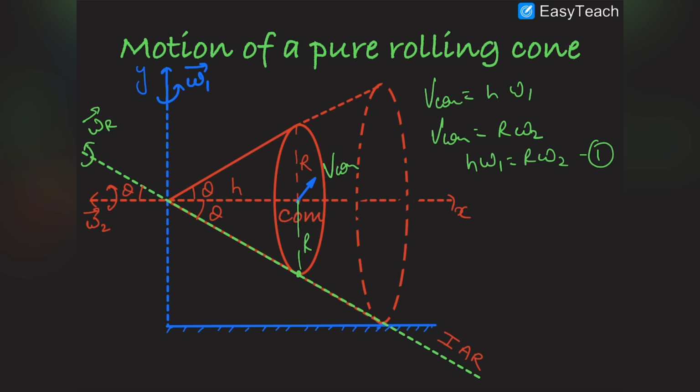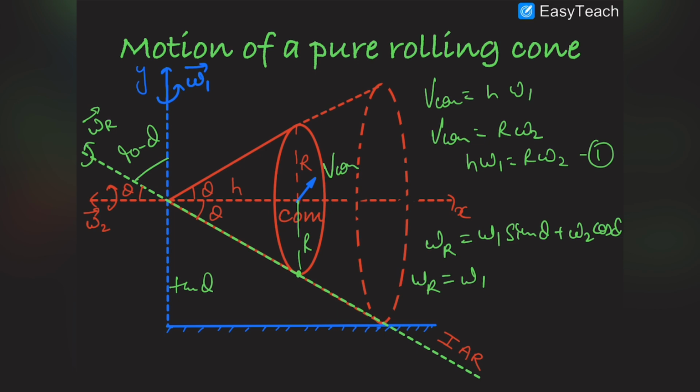Now first of all, you can see that the resultant of omega 1 and omega 2 is this omega resultant, and therefore omega resultant can be written as omega 1 sin theta plus omega 2 cos theta, because this angle is 90 minus theta and this angle is theta. So omega resultant is omega 1 sin theta plus omega 2 cos theta. Now you can see that tan theta is r by h.